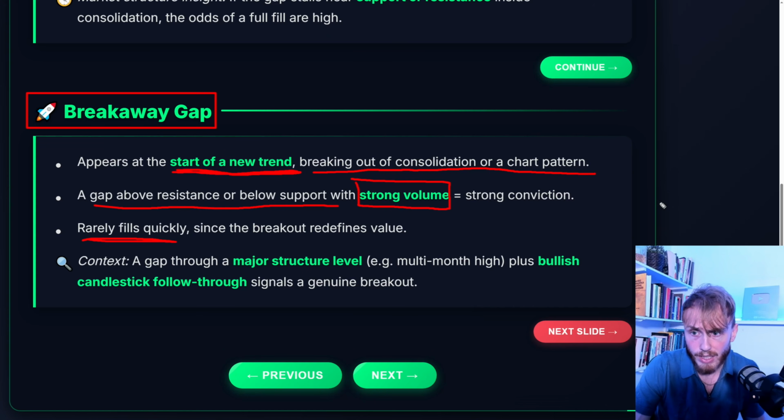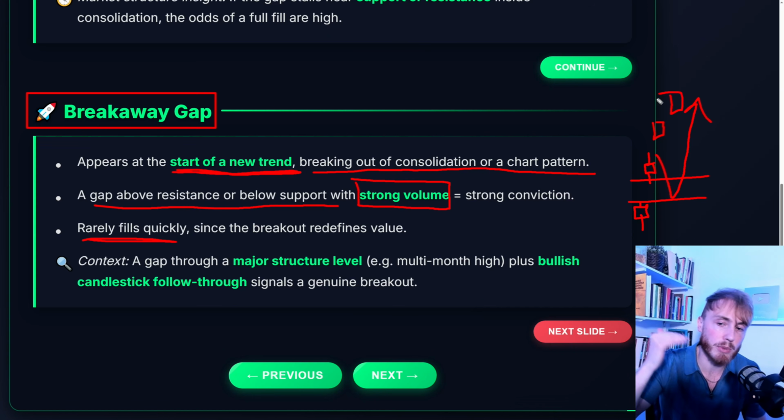If you don't know what a fill is, that is basically when we have a gap. So we have a candle right here, it gaps above right here. A fill is when the price goes down and fills this gap, and many times it will bounce after that. But when it comes to these breakaway gaps, they will usually not fill. The price will just gap up and then just continue.